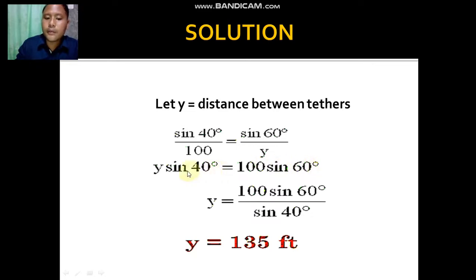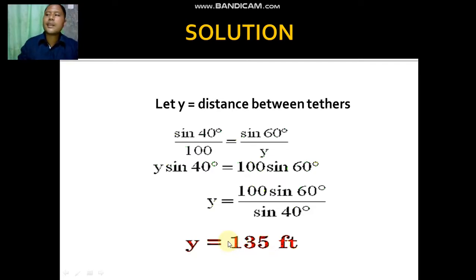Now to further solve for y, let us divide both sides of the equation by the sine value of 40 degrees. That will only leave y in the left hand side. In the right hand side, this product is being divided by the sine value of 40 degrees. Using the scientific calculator, the value of y is 135 feet, and this answers the second question.